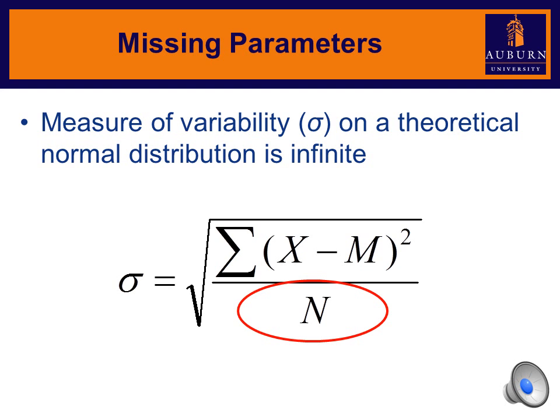So here's our measure for standard deviation. So again, standard deviation is a measure of variability, and it's on our theoretical normal distribution. And again, this distribution is infinite. And so this is the formula that we're used to, and so you'll notice that in the denominator we're dividing by, in this case, the population size, or n, the number of observations in our population. And so this is for an infinite distribution.